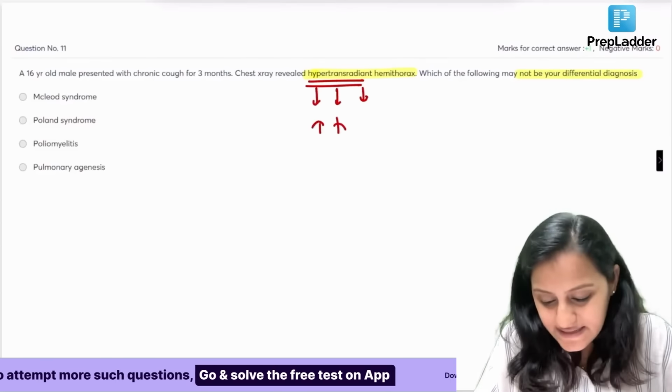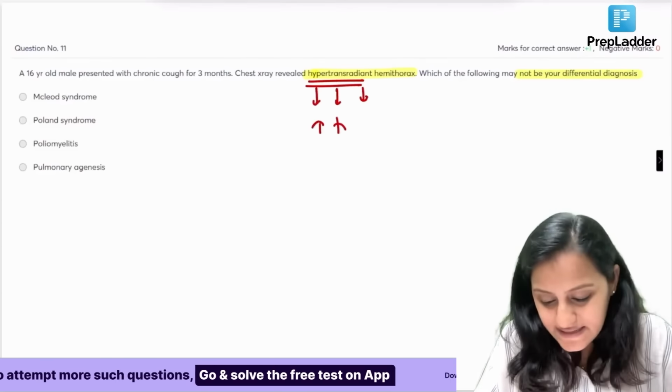And that means it appears black like air. Okay, it is black like air. So the question is basically in which one you will not see a blackout hemithorax. So let's understand the options here. McLeod syndrome, which is also called Swyer-James syndrome.